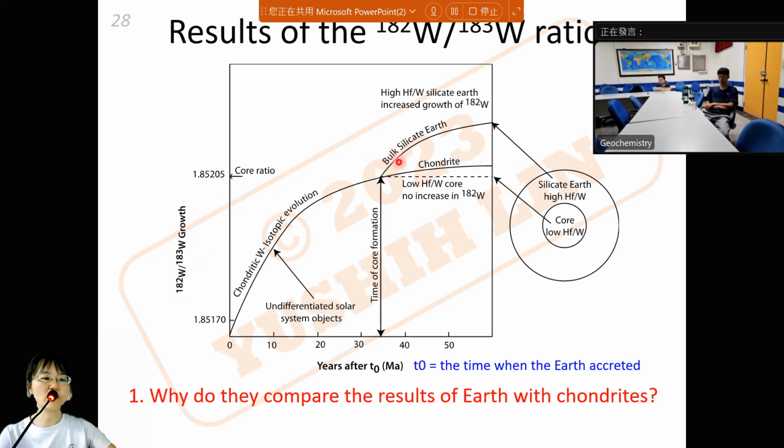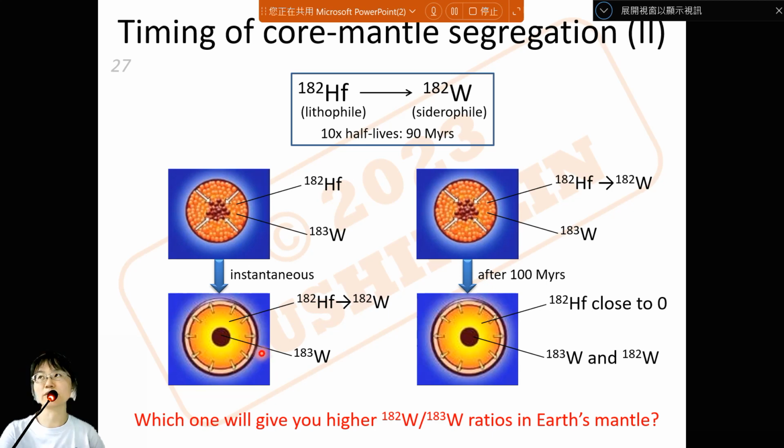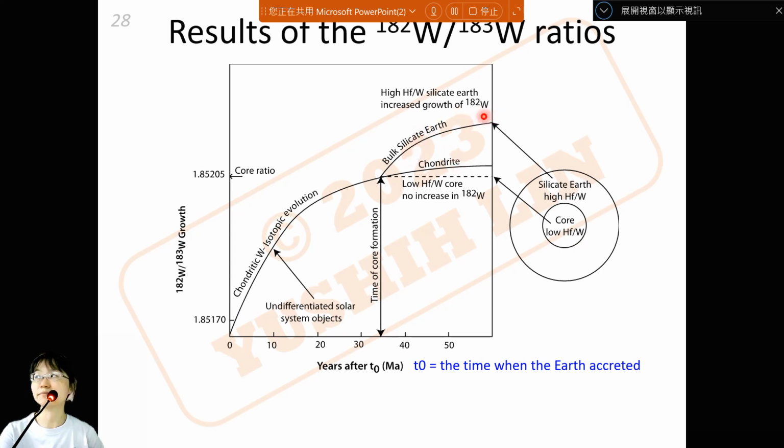This is the curve for bulk silicate Earth. That would basically mean mantle. In mantle, we found an even higher ratio than chondrite. That means tungsten-183 has entered the core. That would be the most reasonable explanation why mantle has a higher ratio here, because tungsten-183 is here. If today we could sample the core, it would have a lower ratio than chondrite. Overall, this needs to be balanced.